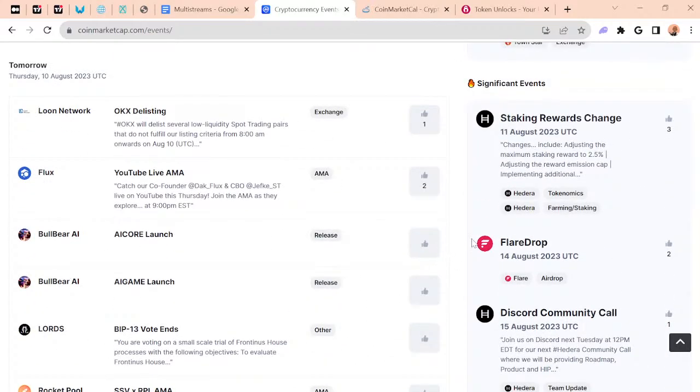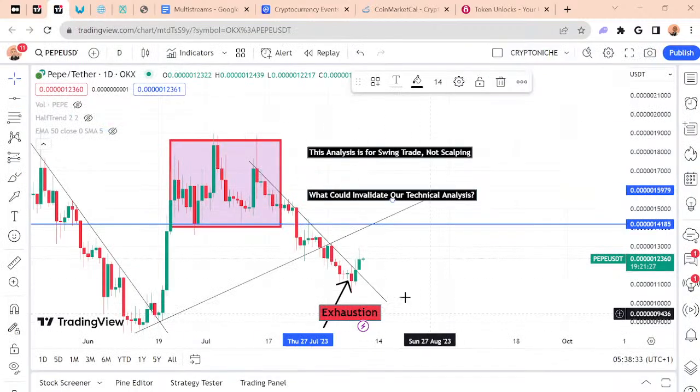After checking this, the next thing I want to do is to use... There is no news also on Pep. All right. So we've checked all the necessary places to see if there could be things that will invalidate our analysis. But we found none of it, isn't it? Okay, so I'm going to go back to the charts now.